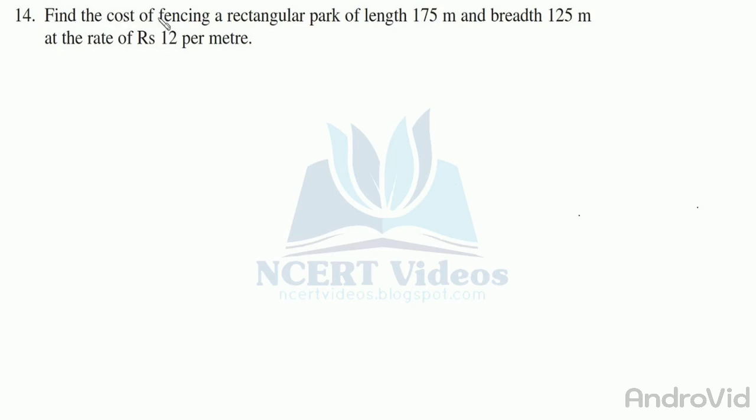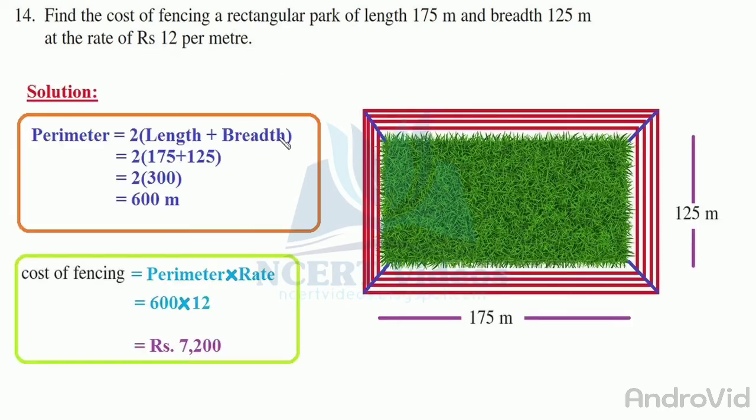14. Find the cost of fencing a rectangular park of length 175 meter and breadth 125 meter at the rate of rupees 12 per meter. Now this time we have a rectangle rather than a square. Again same thing, we have to fence it, and the length is 175 meter and breadth is 125 meter. Now the rate is rupees 12 per meter. So again we have to find perimeter first of all.